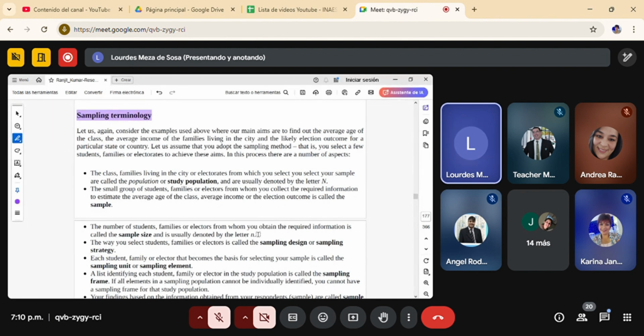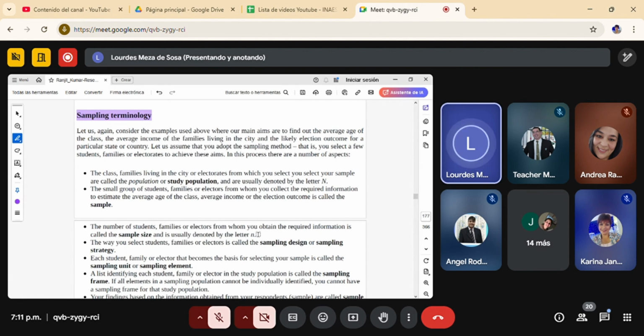The way you select these students or families or electors is called the sampling design or sampling strategy, right? So how do you select them? It's whatever we were discussing: stratified, cluster, random, etc. Each student, family, or elector that becomes the basis for selecting your sample is called the sampling unit or the sampling element, okay?